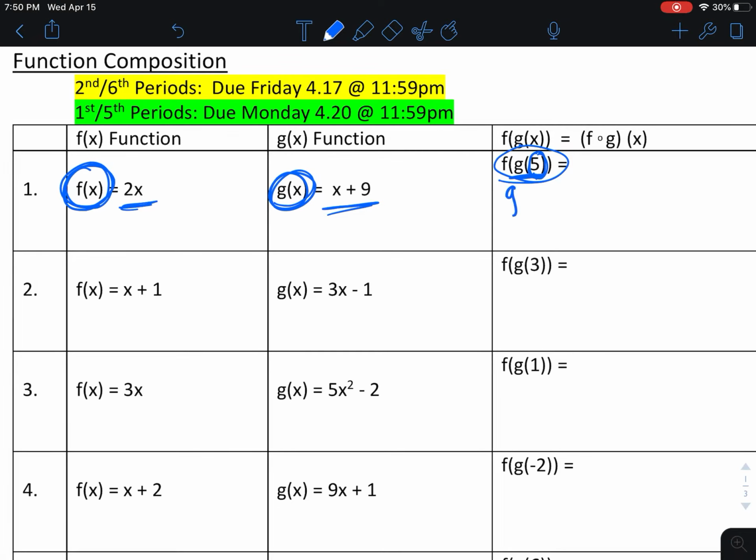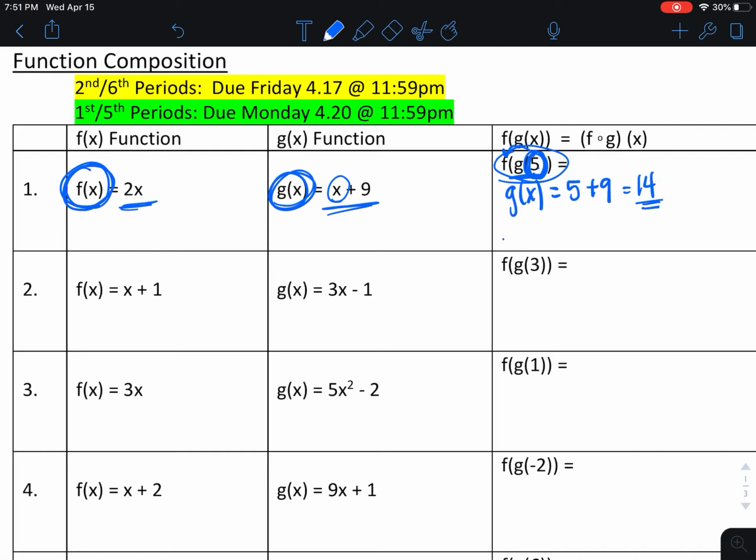So it's going to look like this. We have g of x. Instead of it being x plus 9, I'm going to replace that x with the number that's up here, so 5 plus 9. I'm going to go ahead and solve that, so it gives me 14. Now we're going to take that answer, 14, and plug it into the f function.